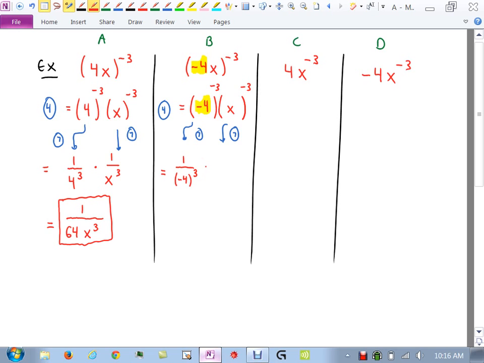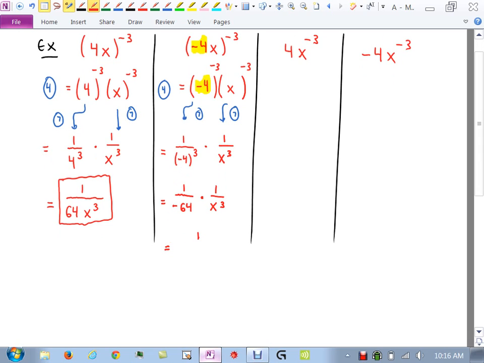And then what about the x? 1 over x cubed. Okay, let's figure out what negative 4 cubed is. That's negative 4 times negative 4 times negative 4. Negative, negative, negative is going to be negative still, right? So we have instead of positive 64, we have negative 64. And then over here we have 1 over x cubed. Multiply straight across: 1 over negative 64x cubed. Box it up.